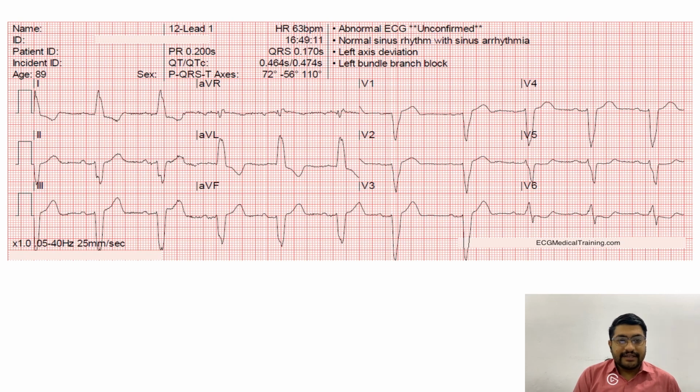What is the axis here? Lead 1 is pointing upwards, AVF is pointing downwards. So this is our left axis deviation. All right. And this is our more than 3 small blocks wide QRS complex. So it is a broad QRS complex. We will see small notching of S wave here if you look closely.